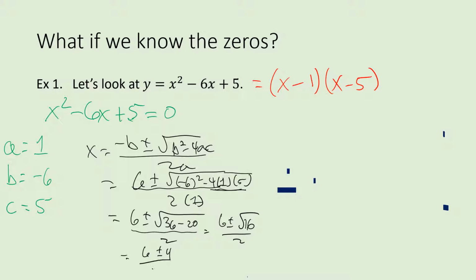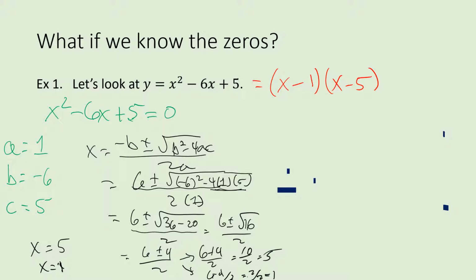Now I'm going to split my zeros into 2. We get 6 plus 4 over 2, which would be 10 over 2, which is 5. And I get 6 minus 4 over 2, which would be 2 over 2, which is 1. So my solutions are x equals 5 and x equals 1.